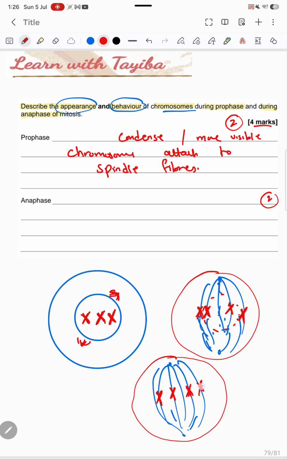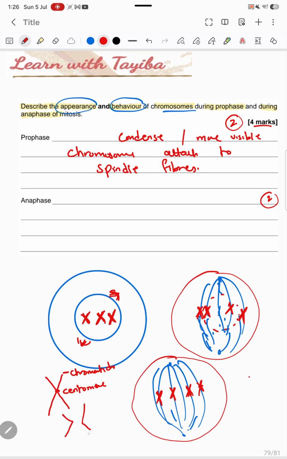Now this region is called the centromere. This is the chromosome. These are the sister chromatids, and this is the centromere. And the chromosomes are attached to the spindle fibers at the centromere. So during the anaphase, these centromeres divide, and they allow the sister chromatids to separate. So these 2 chromatids become separated like this.